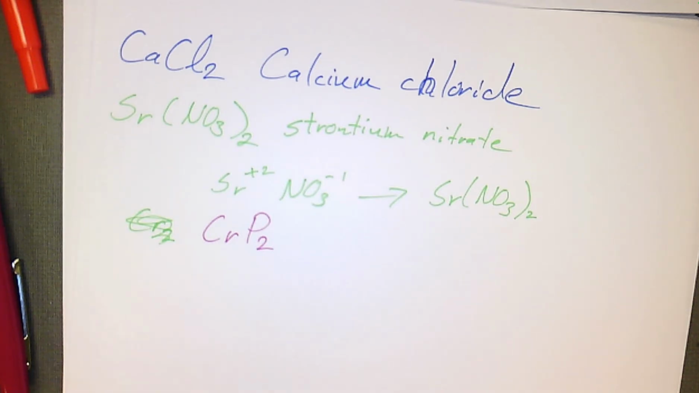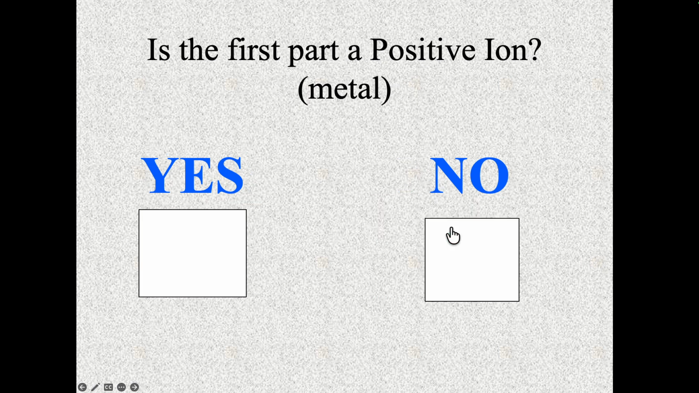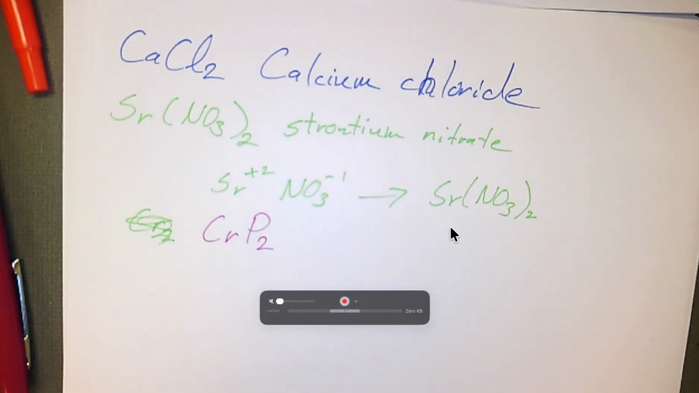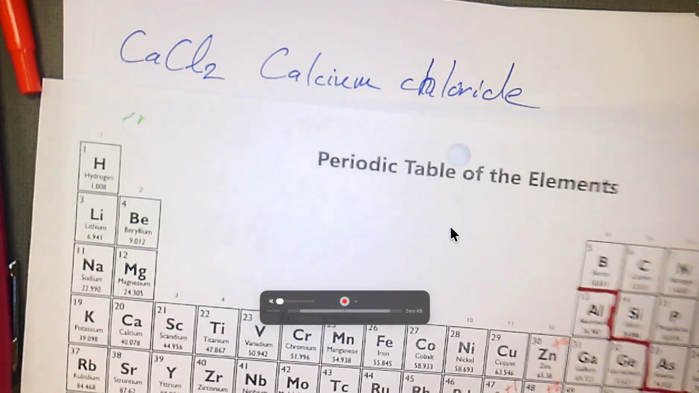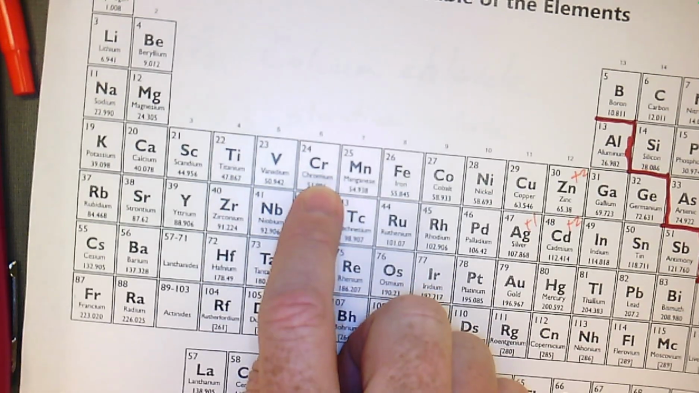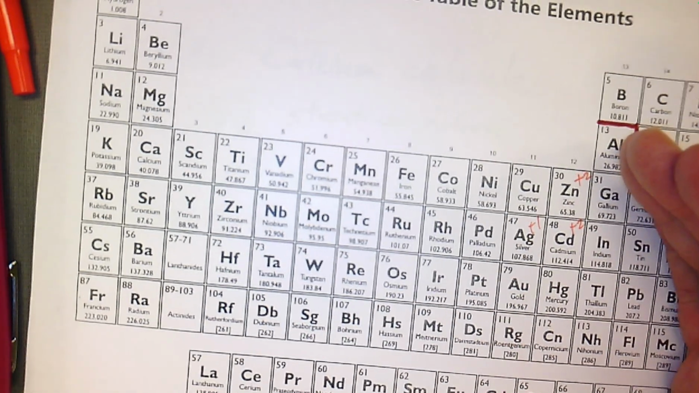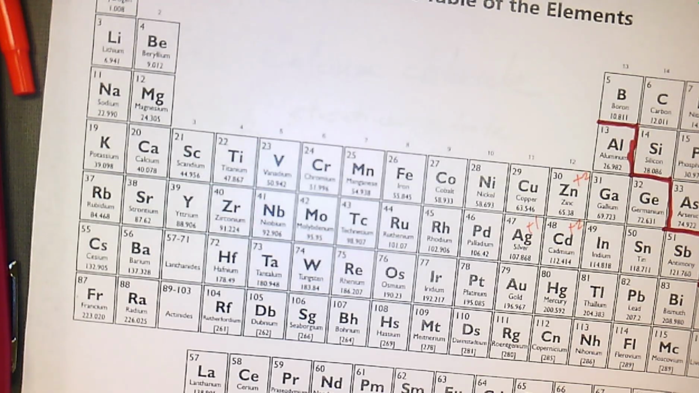All right. Okay, so let's go here. Does the formula begin with hydrogen? Nope. Is the first part a positive ion, a metal? So let's find Cr. Where is Cr at? What number is it? Yeah, it's in row 6, number 24. Is that a metal? Yeah, because again, it's left of the staircase.